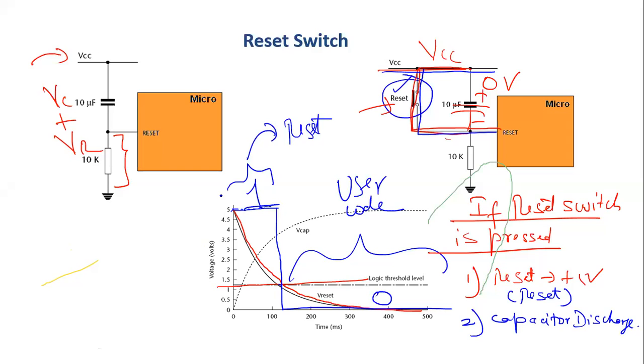Which means this time t is equal to 0 condition will happen. This condition will happen whenever you are pressing this button. So that particular reset switch we will add whenever you want to reset the microcontroller in the middle of the operation.